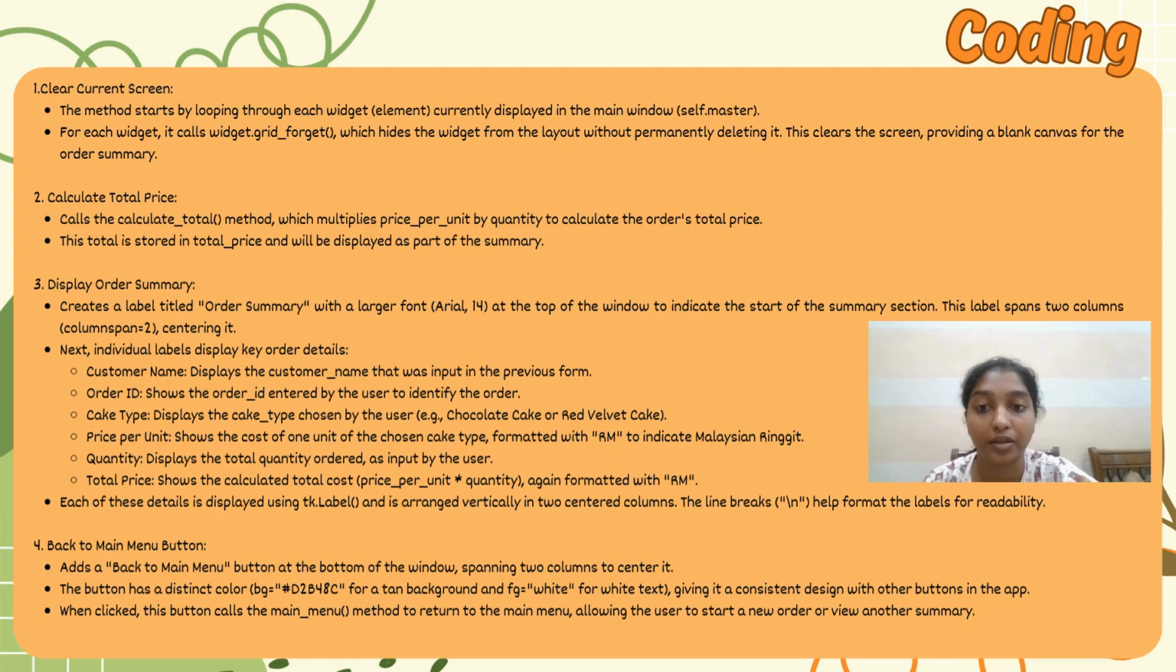So this back to main menu button will bring the user to the main menu. The button has a distinct color, a tan background and white text, giving it a consistent design with other buttons in this app. When we click it, this button calls the main_menu method to return to the main menu, allowing the user to start a new order or view another summary.